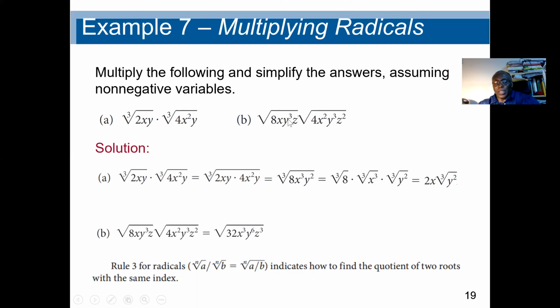The B, again, the same concept. We have square root, square root. So we combine the whole terms. 8 times 4 is 32. x times x squared will be 2 plus 1, so the exponent will be 3. Y cubed times y... oh, sorry, 3 plus 3. Y cubed and y cubed, so 6. Then z squared is 3, so z.